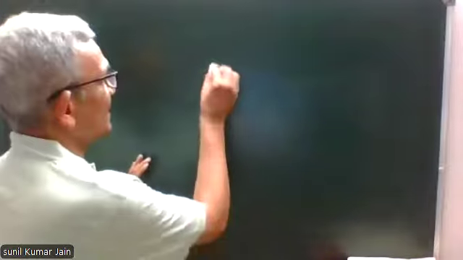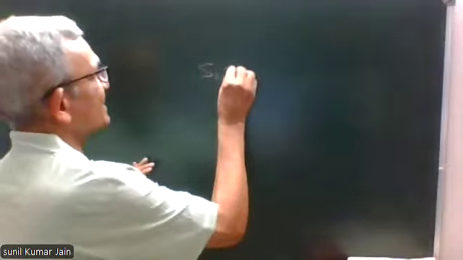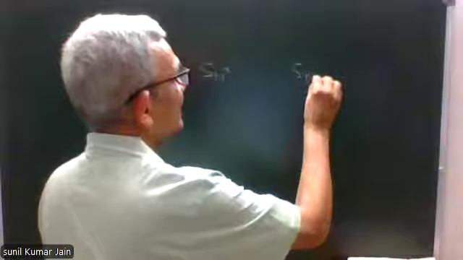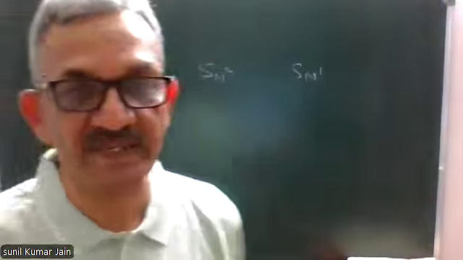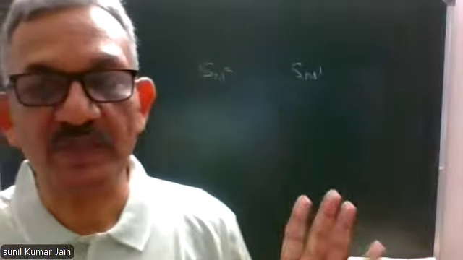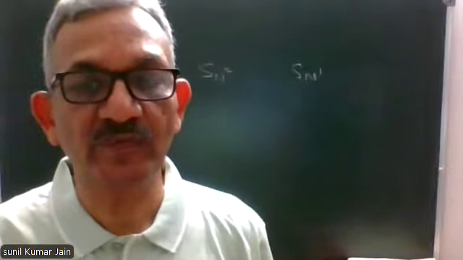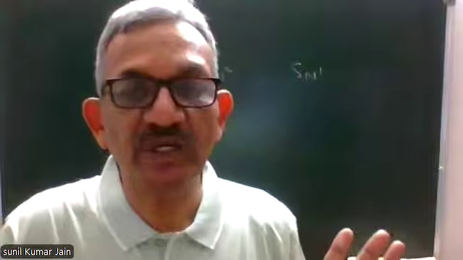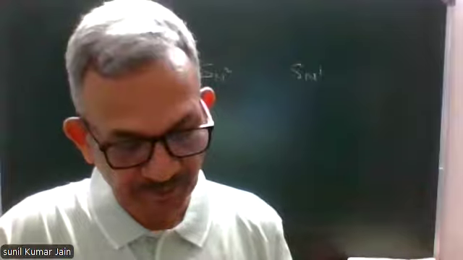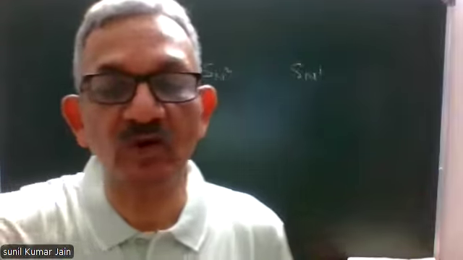Now, in today's video, we'll talk about the mechanism of NSRs. There are two types of mechanisms which nucleophilic substitution reactions can follow. These are SN2 and SN1 mechanism. S means substitution, N for nucleophilic, 1 or 2 means what? 2 means bimolecular, 1 means monomolecular. Now, what is the meaning of bimolecular or monomolecular?